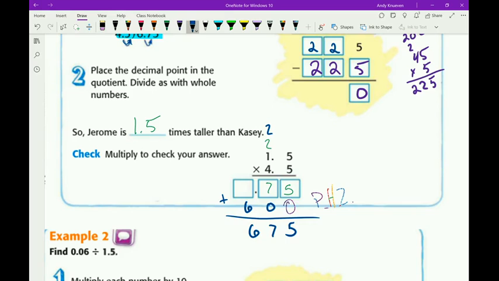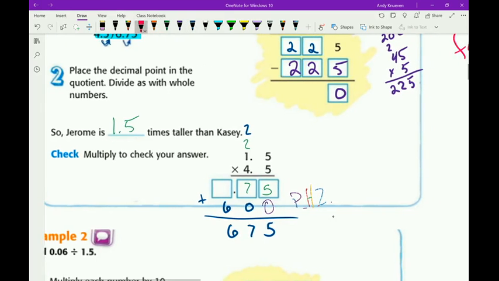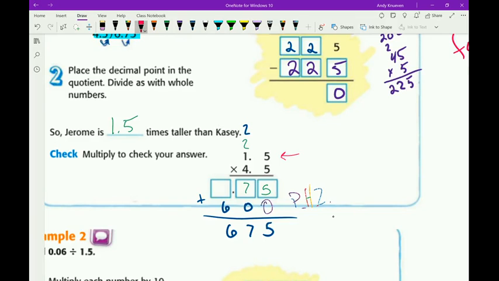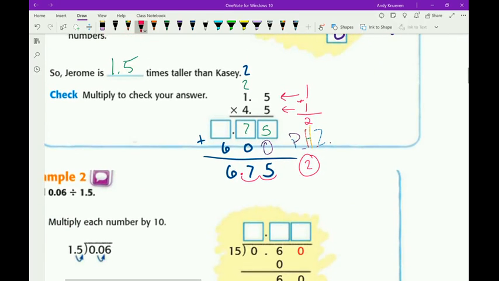675. Oh, no. I have to remember. I have to count how many numbers I have to the right of the decimal in my problem. I have one number to the right of the decimal in 1.5. I have one number to the right of the decimal in 4.5. So when I add that together, I should have two numbers to the right of the decimal in my answer. 1, 2, right? I bring it over. So my answer is 6.75, and that's exactly what we started with as our dividend in the problem. So everything checks out. Beautiful.